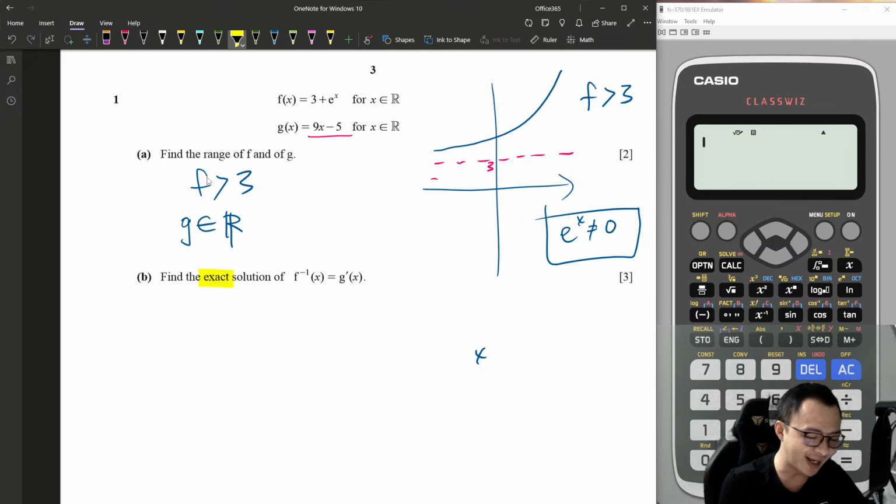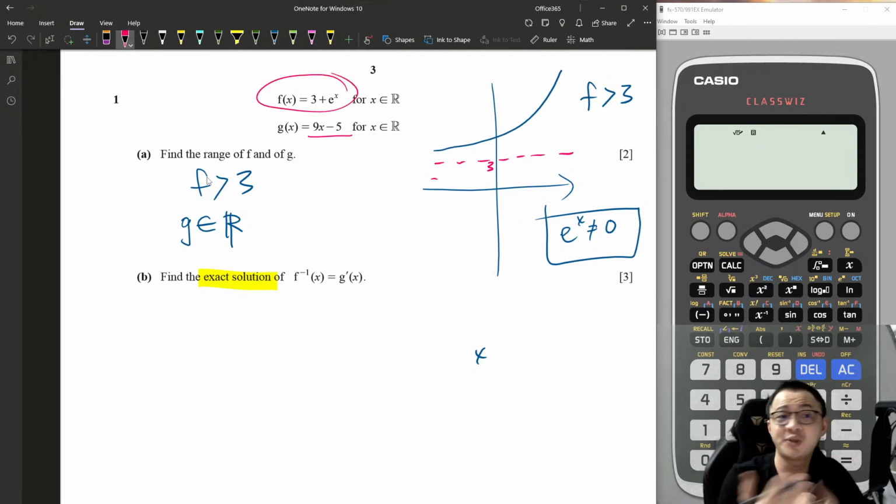Okay, the next part, they ask about exact solution. Basically, I need to leave my answer in exact form. So f inverse is quite easy. We just need to find the inverse function for the exponent, which will give ln x later. And g prime x means differentiate g(x) one time. Okay, so let's do it.